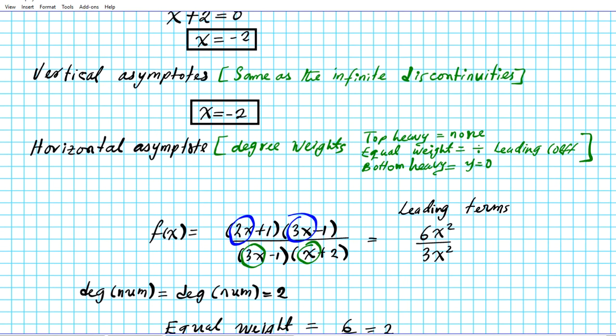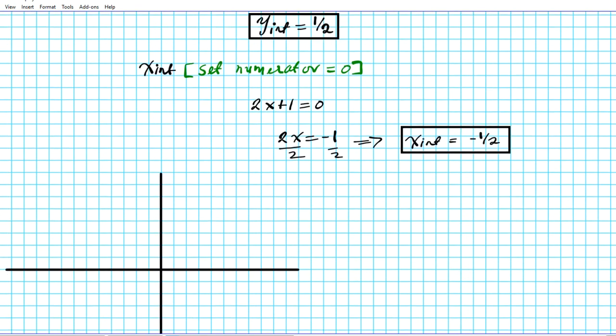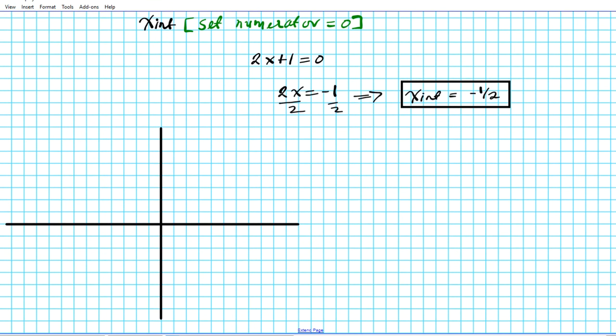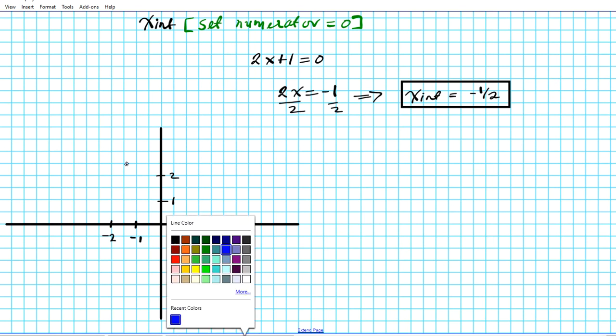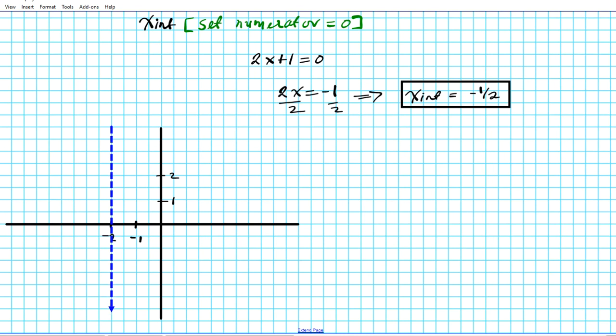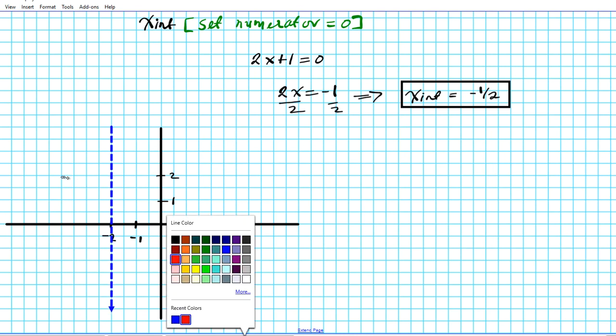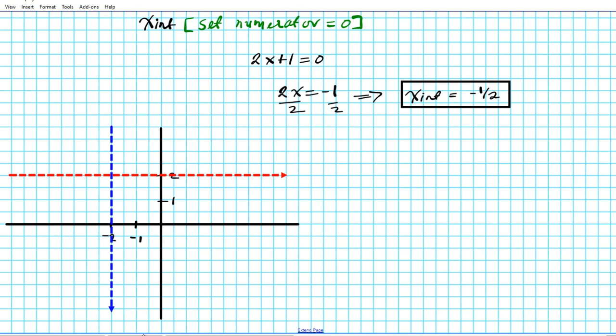Horizontal asymptote is y equals 2. Okay, so let's go ahead and graph those. So let's call this -1, -2 for my vertical asymptote, 1, 2 for my horizontal asymptote. Okay. Alright, so I'm going to make my vertical asymptote blue, like that. And then let's make the horizontal asymptote red, like that. Okay, so the nice thing about drawing your asymptotes first is it's easier for you to insert your curve.